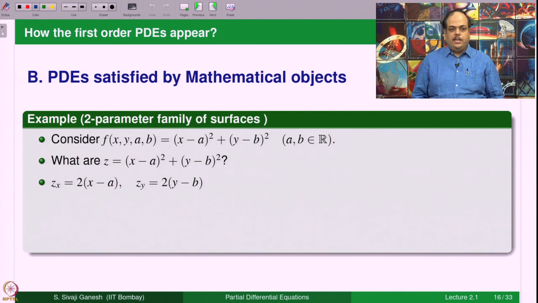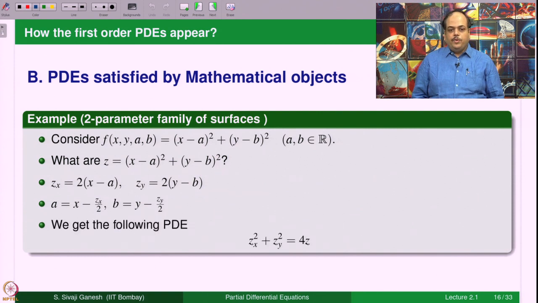So, differentiate this relation with respect to x and y and eliminate a and b. In other words, solve for a and b in terms of the rest of the things. Here it is very simple: a equals x minus z_x by 2, b equals y minus z_y by 2. Now, substitute the values of a and b inside this expression, z equal to (x minus a) whole squared plus (y minus b) whole squared, which is the equation of the family of surfaces. Once you do that and simplify, you get the following PDE.